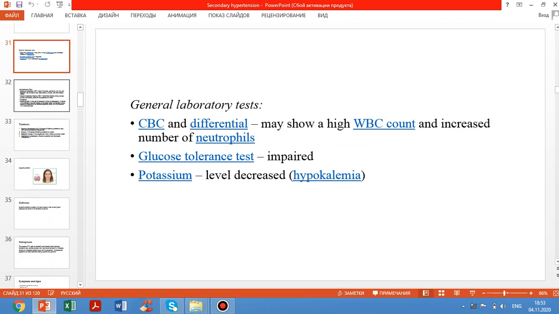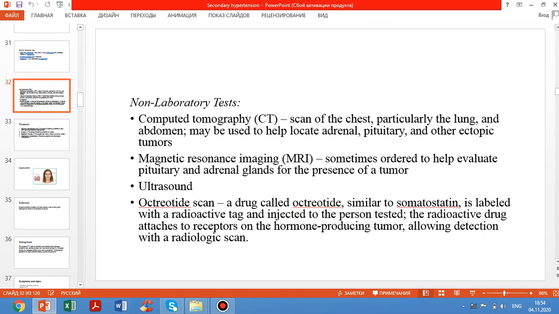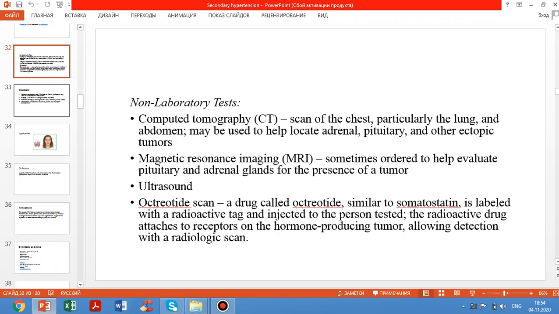General laboratory tests: CBC and differential may show a high white blood cell count and increased number of neutrophils. Glucose tolerance test is also impaired. Potassium level decreased, hypokalemia. Non-laboratory tests: computed tomography, magnetic resonance imaging, ultrasound, and octreotide scan.